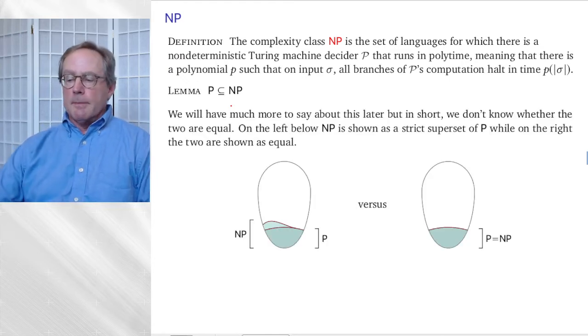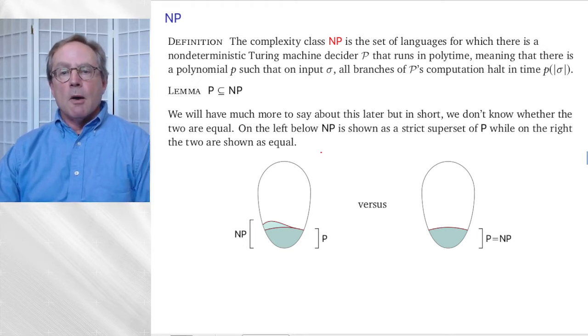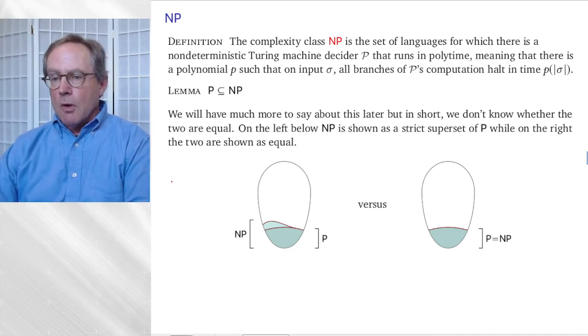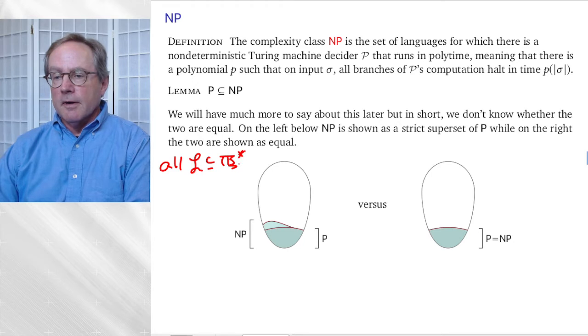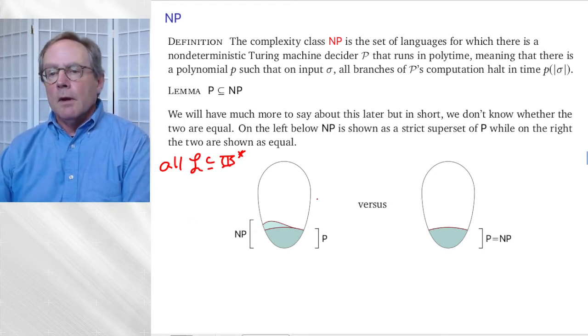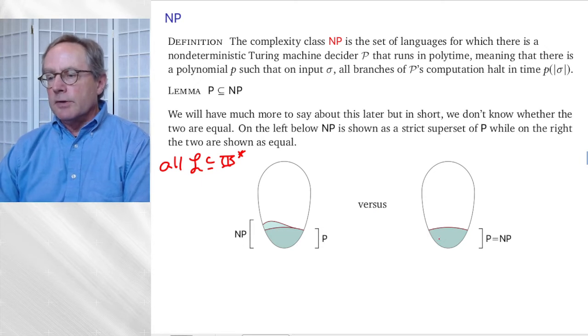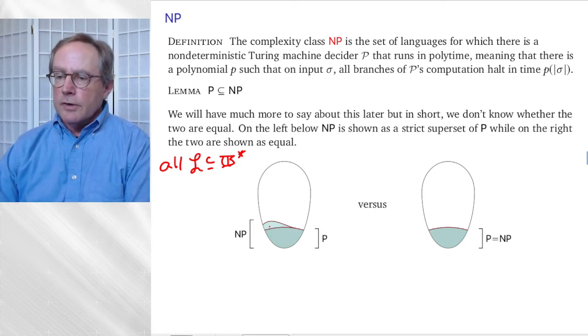Now, we'll have much more to say about this later, but it would be unfair to go on without making the point here. I drew the picture earlier that consists of all problems. So this is all problems, all languages, subsets of the Kleene star of the bit strings. I have two possibilities. Obviously, P's got to be a subset of NP. The question is, is NP a strictly greater, proper superset, or is NP in fact equal to P?